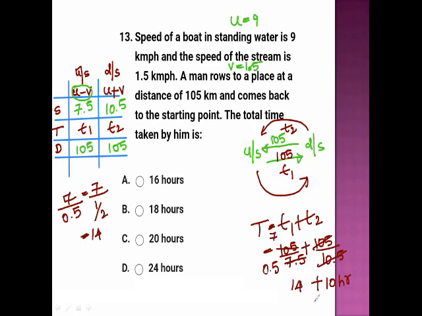So 14 hours plus 10 hours is equal to 24 hours. So therefore the answer is option D. So that is 24 hours. The time taken to go upstream as well as downstream, or go and come back, is the total time, that is 24 hours. So this is the solution of this problem.